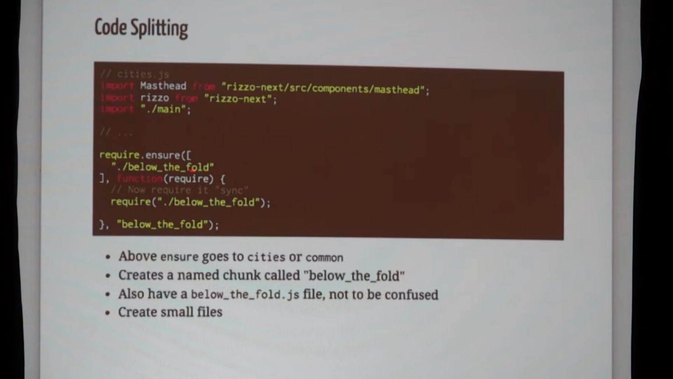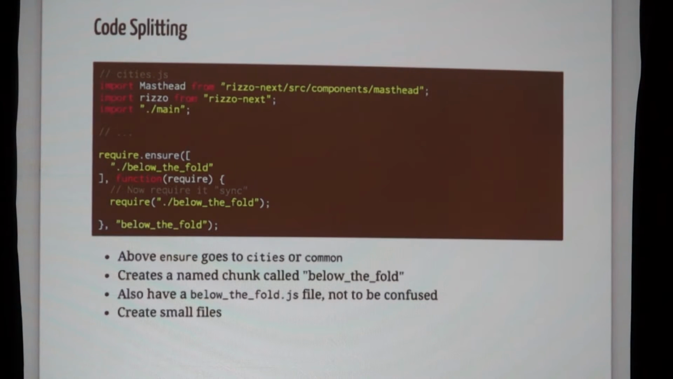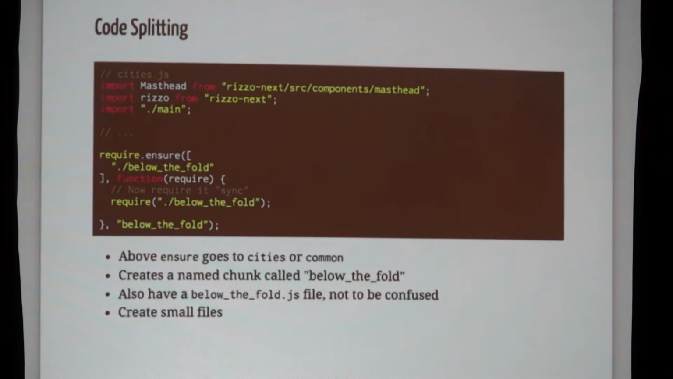And this below the fold, I actually have a file called below the fold. Inside there is where I load all the things that I know are below there. So we have a lot of components below the page, like the map and hotels widget and all these different things. All my stuff above the fold gets put into cities, and then you can give this dynamic chunk a name. So I call it below the fold.